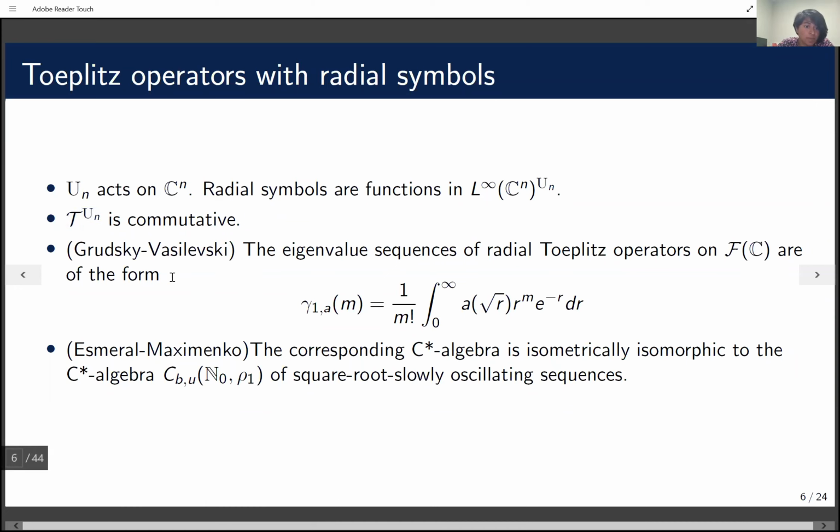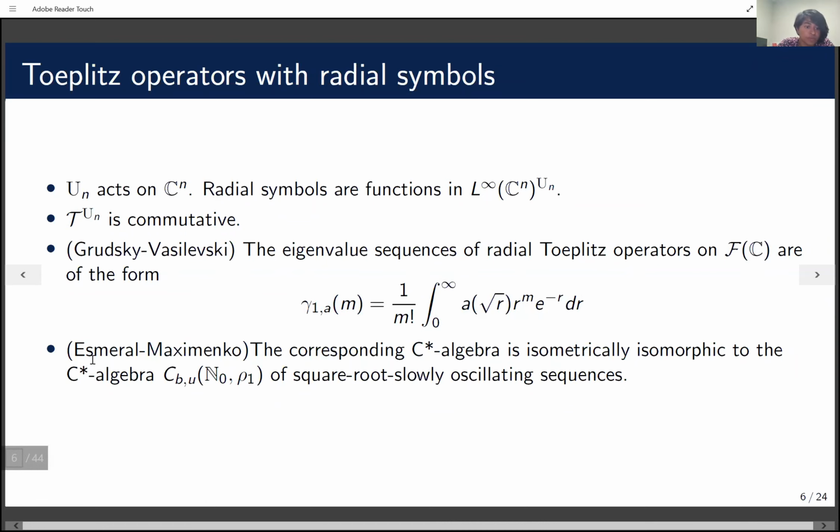From this paper by Grudsky and Vasilevski, the eigenvalue sequences of radial Toplitz operators on the one-dimensional Fock space are of the form gamma sub a of m equal to 1 over m factorial times the integral from 0 to infinity of a of root r, r to the m, e to the negative r, dr.